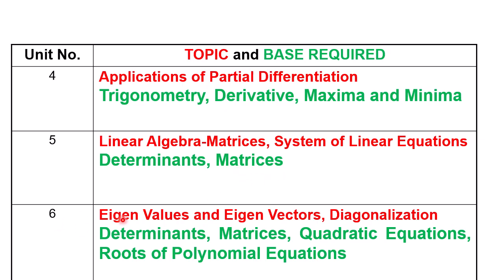In unit number 6, we have eigenvalues, eigenvectors and diagonalization of a matrix. For that we require good knowledge of determinants and matrices, which you already learned up to your 12th standard. In this particular M1 course, we also require knowing how to deal with quadratic equations, how to solve them, and how to solve polynomial equations, as a base.